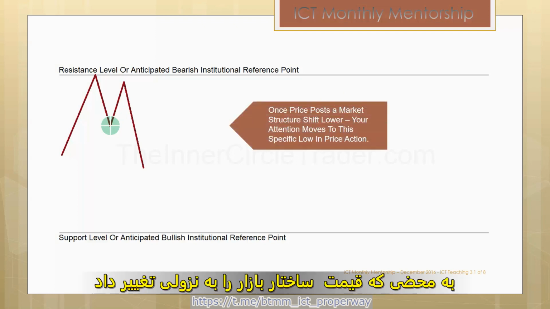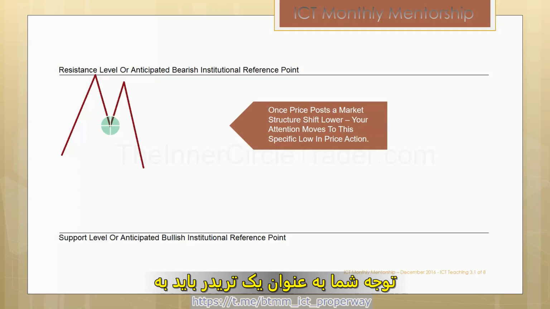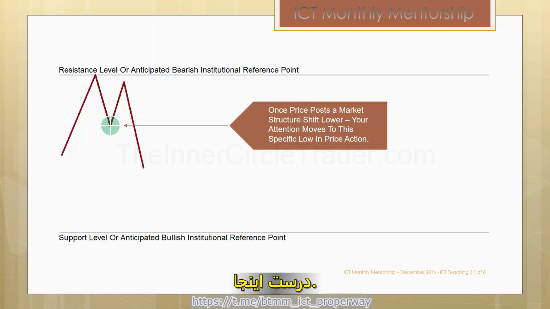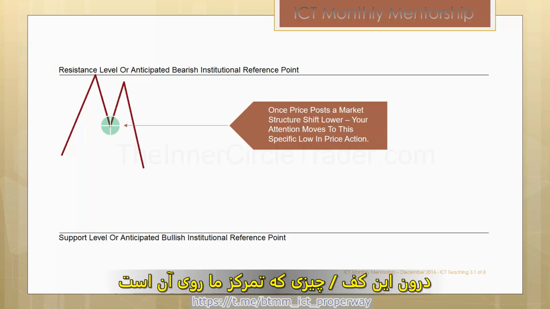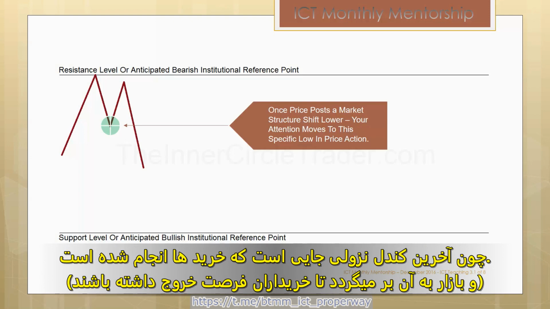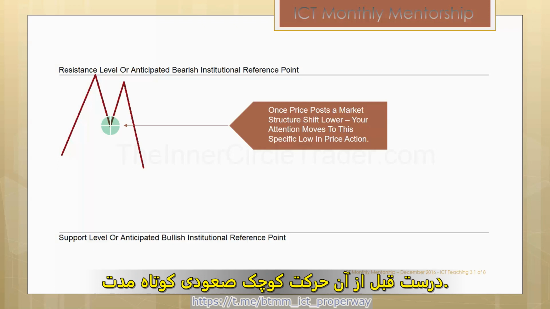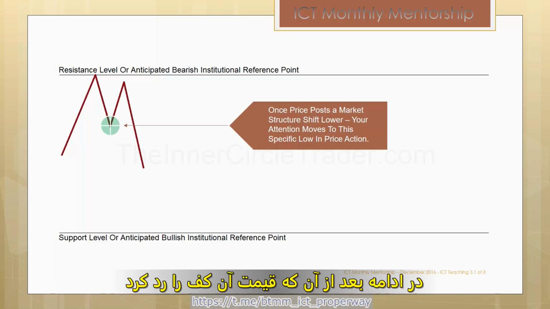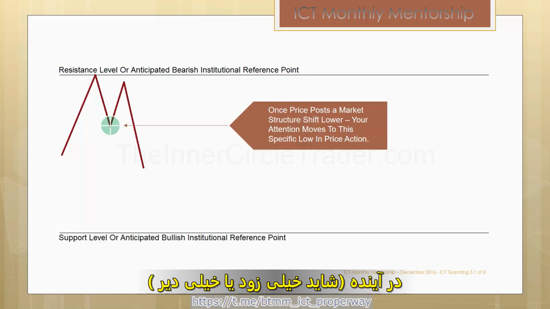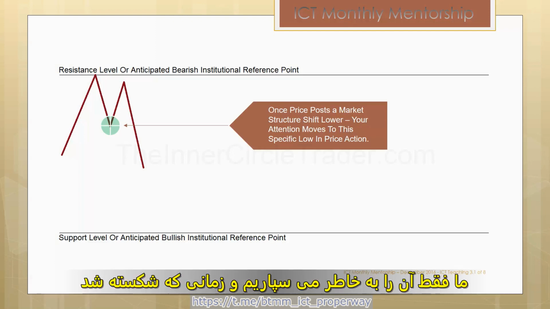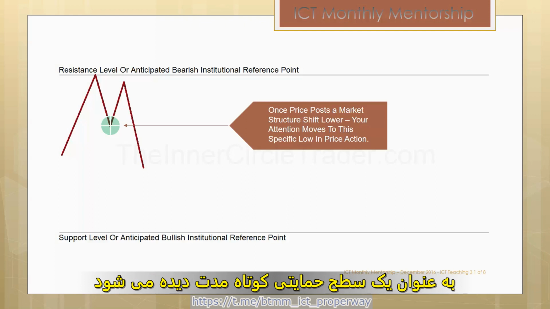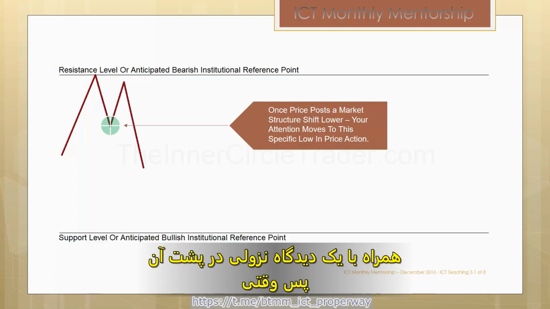Once price posts a market structure shift lower, your attention as the trader moves to this specific low in price, right there. Inside that low, what we're going to be focusing on is the last down candle, because the last down candle is where the buying took place right before that little short-term rally up. Since price broke below that low at a subsequent later time, there's no rule as to how long it takes before that low is violated. We just note it, and when it's broken, it's seen as a short-term support level that's given way with a bearish context behind it.